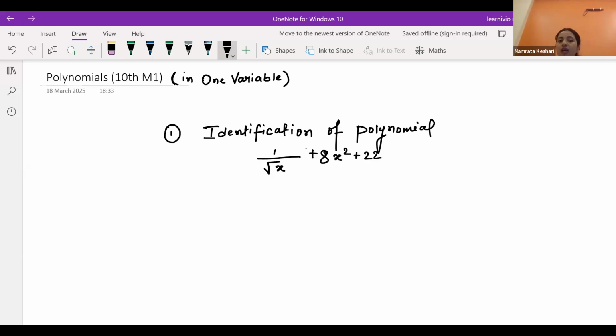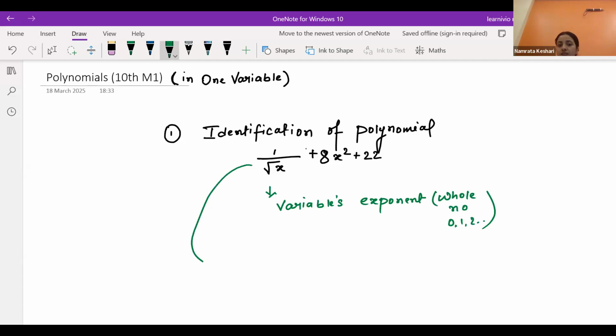Why? Because one and only one criterion is there for a polynomial: each and every variable's exponent has to be a whole number. Whole numbers start from 0. All the counting numbers starting from 0 are whole numbers.